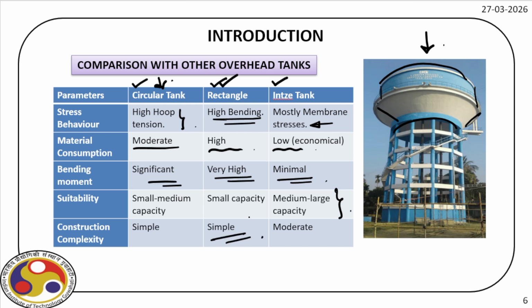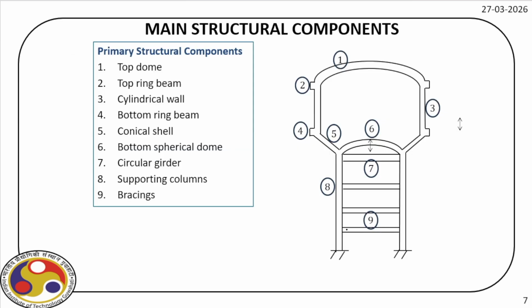You can construct just four walls that will provide a space for water storage. But for this tank, of course, it has different structural components which will offer some amount of construction complexity. But once it is constructed, this is structurally more efficient compared to the other forms. Now, let us quickly see what the different structural components are in case of the Intze tank.